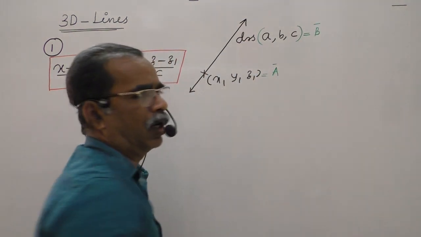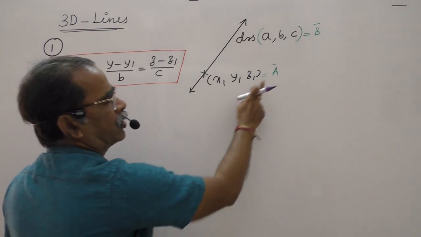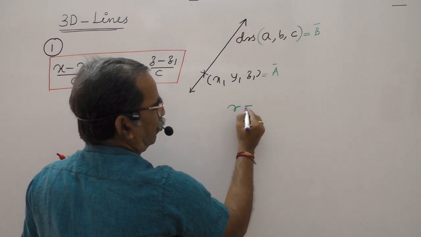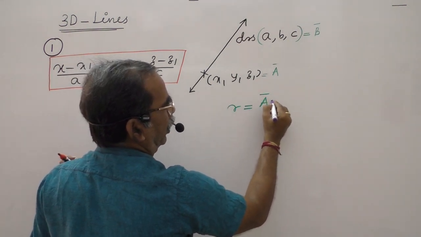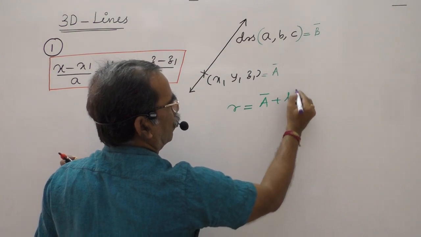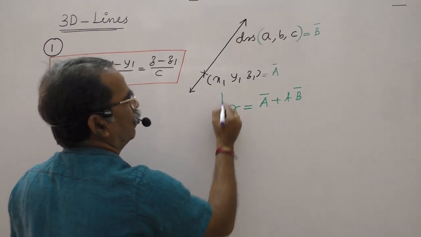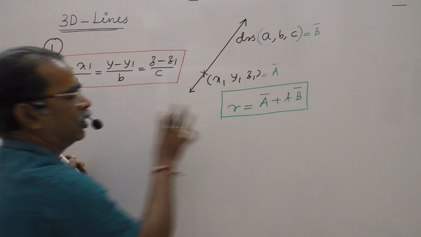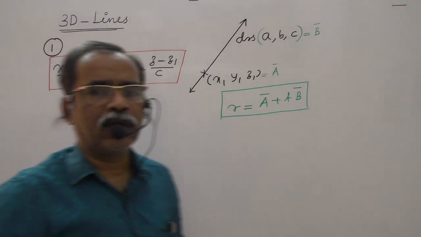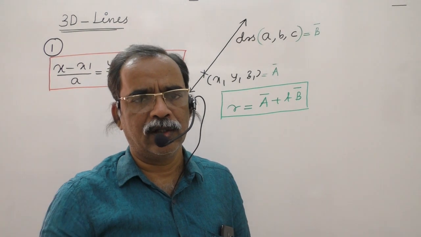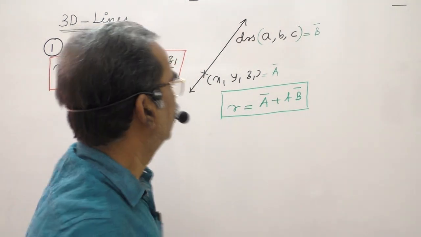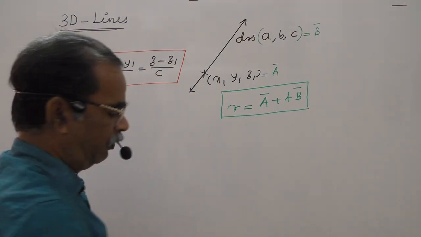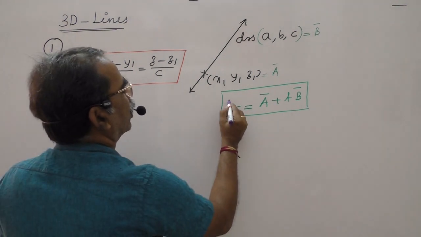Then in vector algebra we have a formula: the vector equation of a line passing through a bar and parallel to b bar. What was that? r bar is equal to a bar plus t into b bar. So both are the same. This is the vector equation and this is its Cartesian equation. When you study these 3D lines, as I said already, you should go simultaneously. For the same concept, this is the Cartesian equation, this is the vector equation. So if you want, you can transform them.